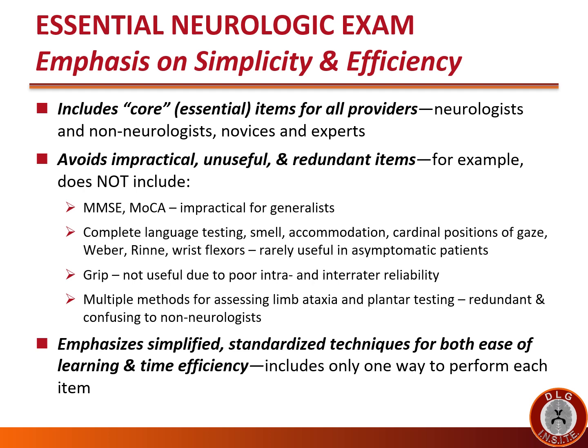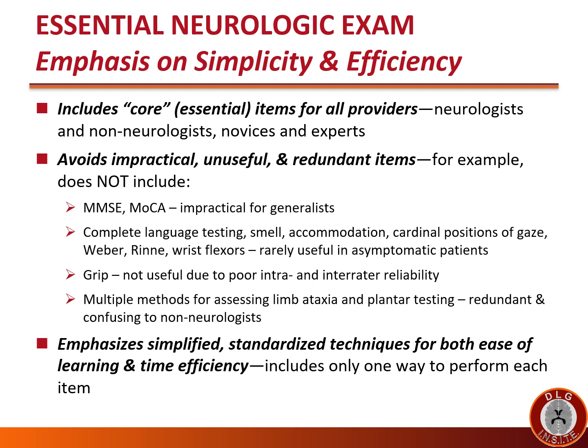It does not include complete language testing, smell, accommodation, cardinal positions of gaze, Weber, Rinne, or wrist flexors, all of which are rarely useful in asymptomatic patients. Might be done in patients with other symptoms, but not in the asymptomatic patient. It does not include grip. Grip is not useful due to poor intra- and inter-rater reliability.